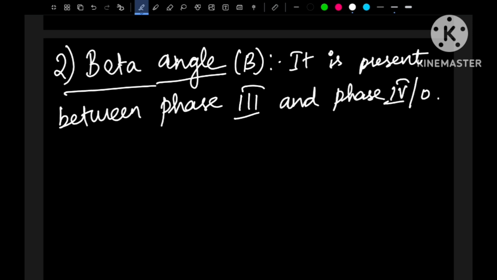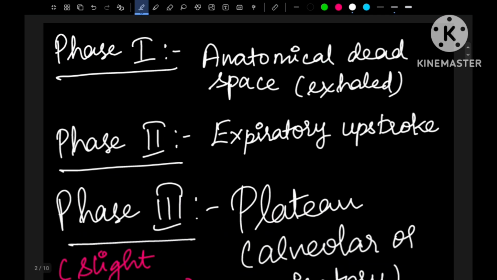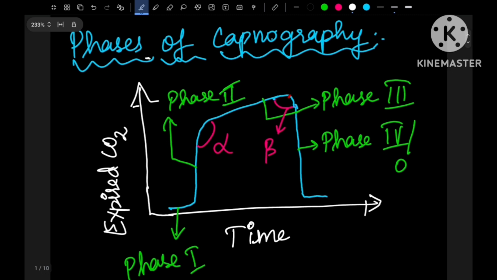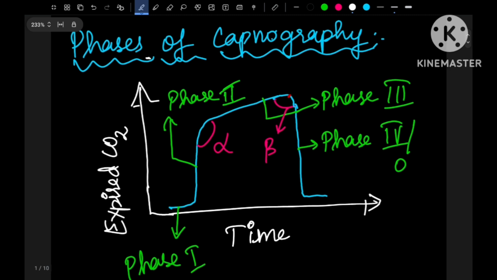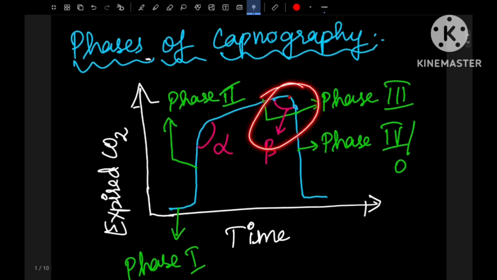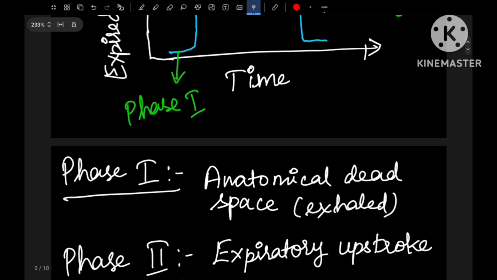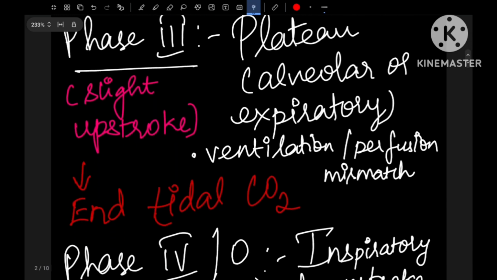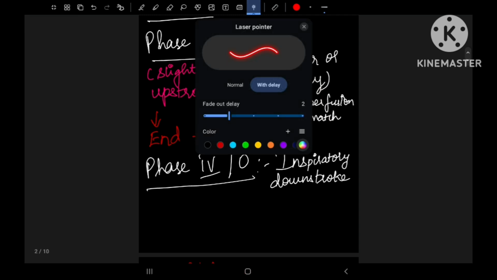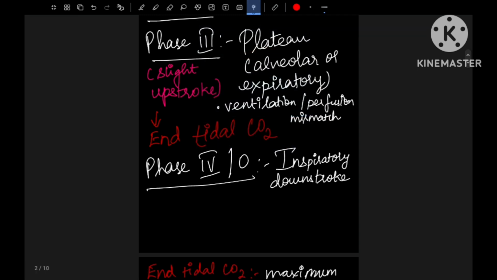Okay, so you can see it here. See, you can see the beta angle, right? This is the beta angle. You can see that it is present between phase 3 and phase 0, right? Okay, so next, let's go to the next topic, that is the various capnographic waveforms.